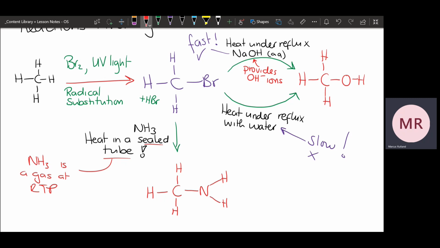So since the ammonia would just escape out of the condenser, you have to put a lid on top effectively, but then your equipment has the risk of exploding, so you actually need some reinforced tube that is not going to explode under pressure.